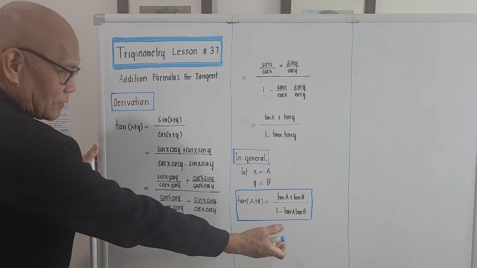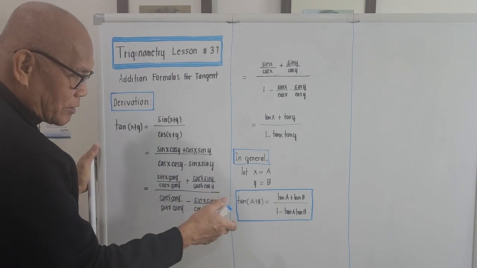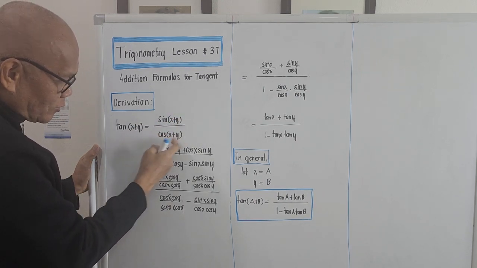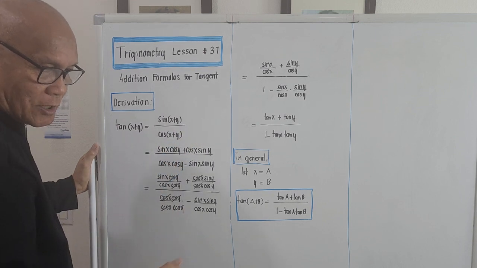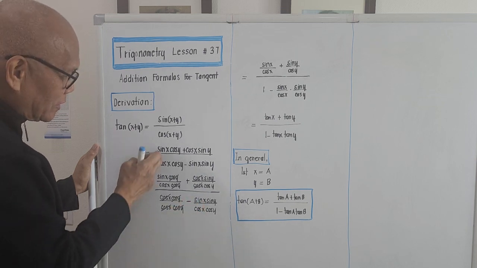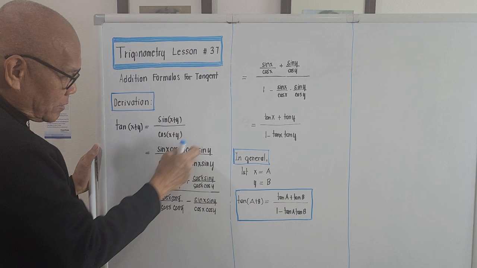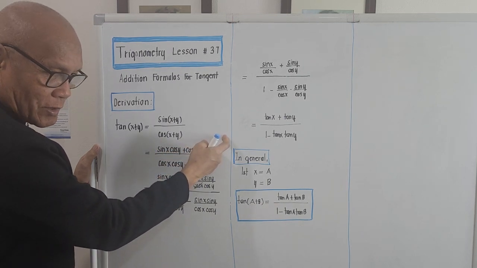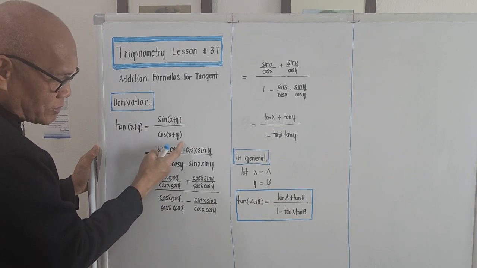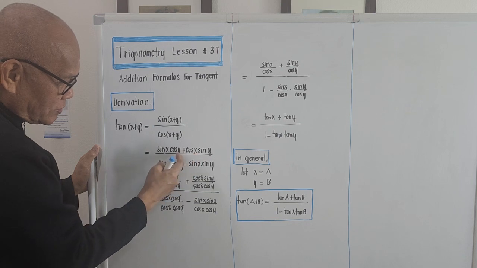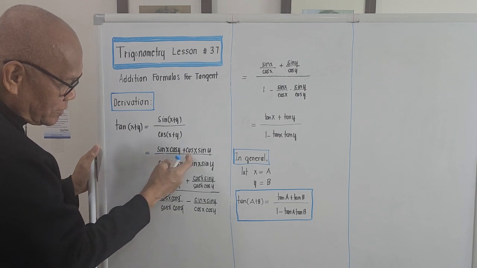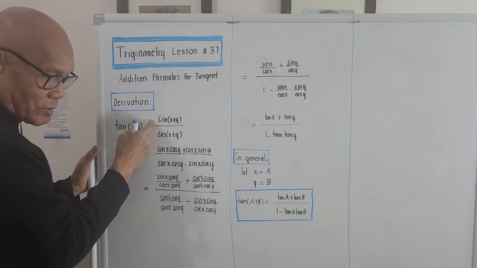To bring out the final identity for the tangent of the sum, we will expand the sine of the quantity x plus y and the cosine of x plus y. For the expansion of the sine of a sum, it is sine cosine, cosine sine: first angle, second angle, first angle, second angle. The expansion will be sine x cosine y plus cosine x sine y.